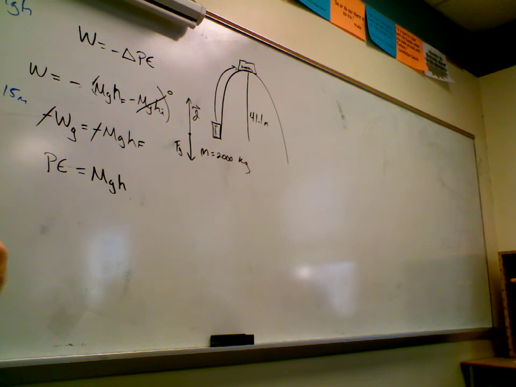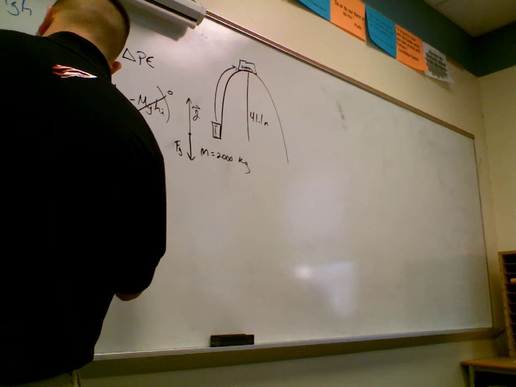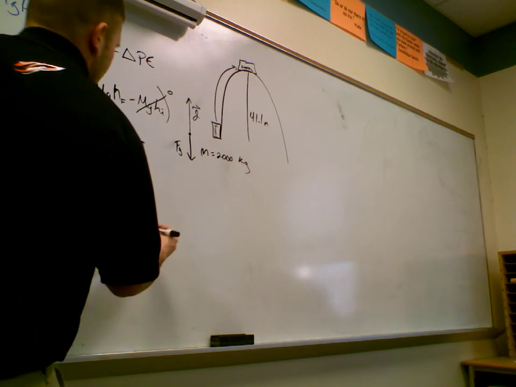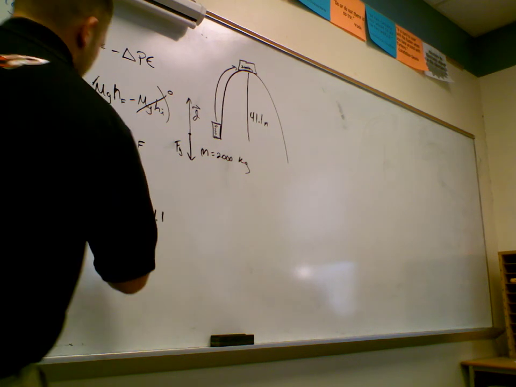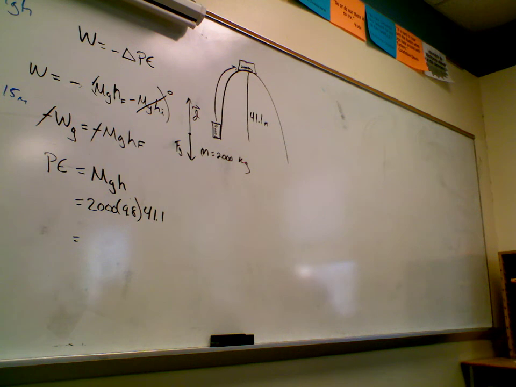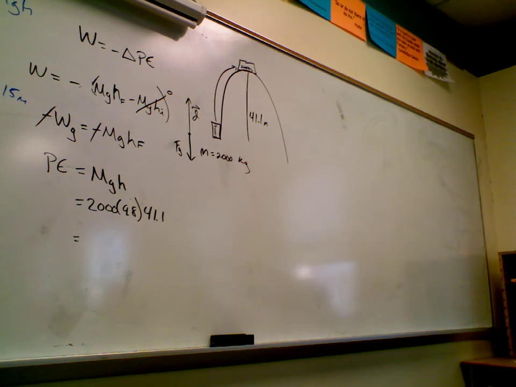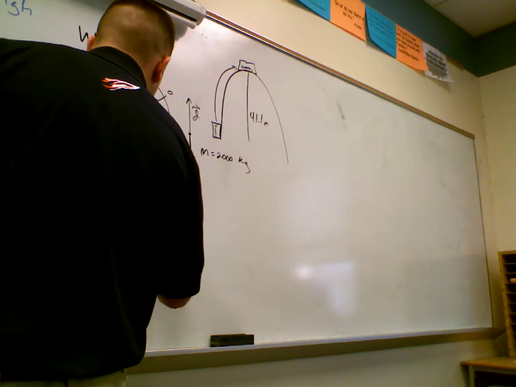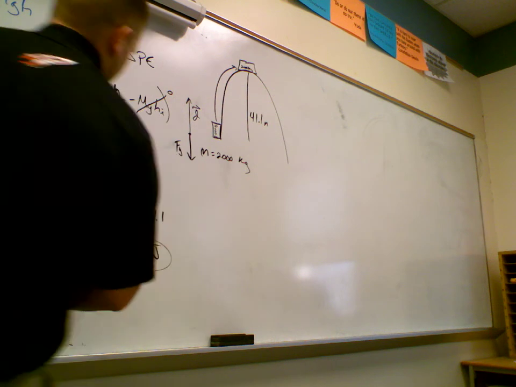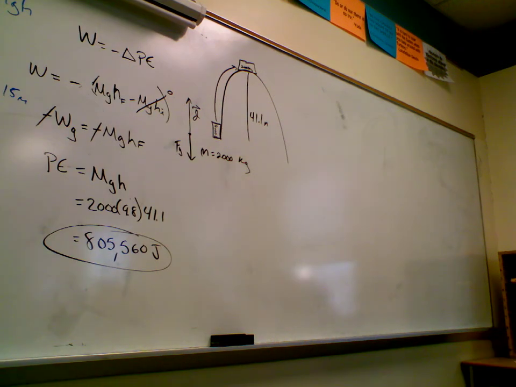PE equals mgh. What's the mass of the roller coaster train? 2,000. What's the gravity? 9.8. What's the height? 41.1. So 2,000 times 9.8 times 41.1. Can you guys figure that one out? 805,560 joules. Rex, you are correct. Nice job, Rex. That is the potential energy stored in the roller coaster train by lifting it to that height.